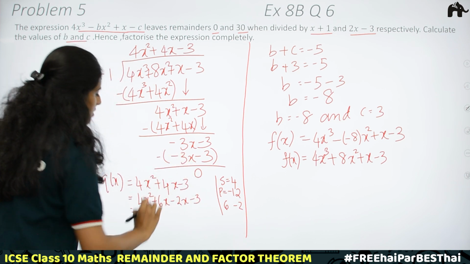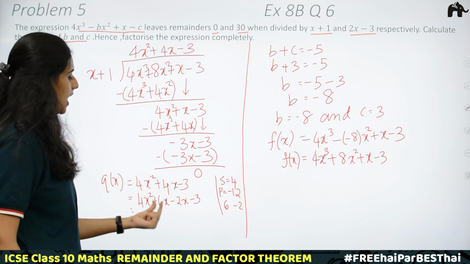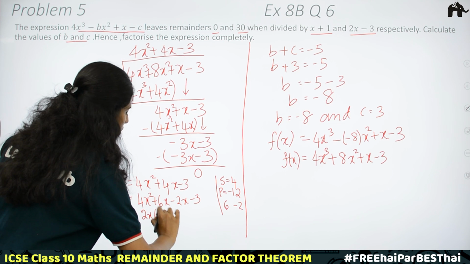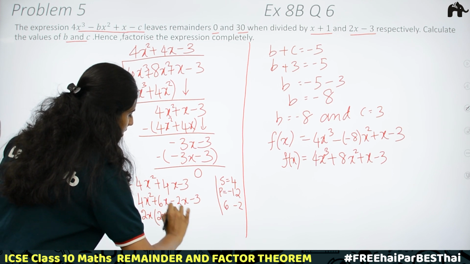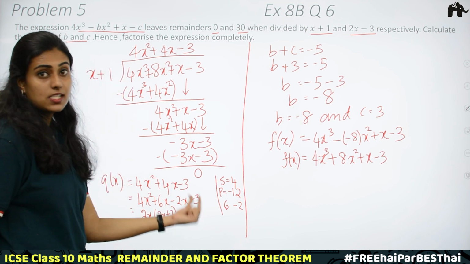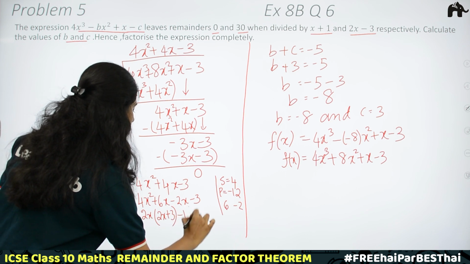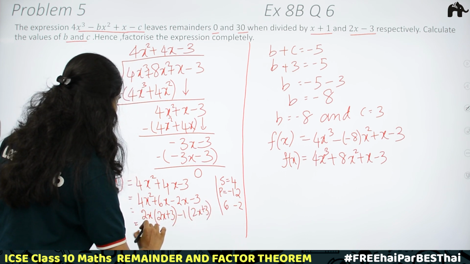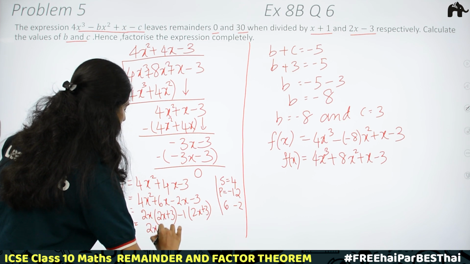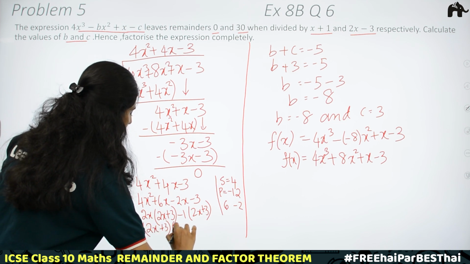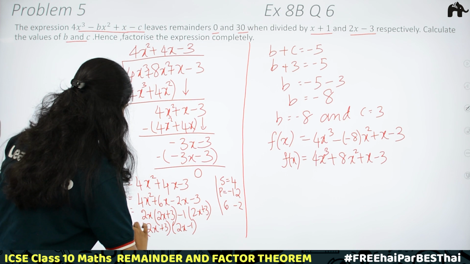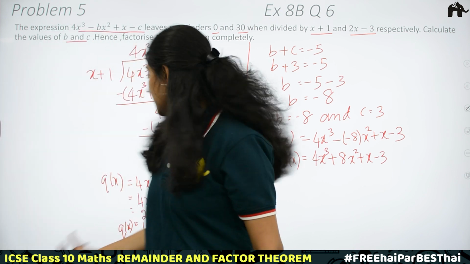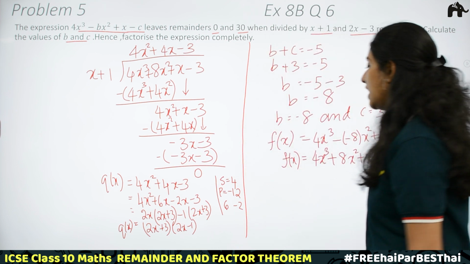Here the common from 4x square and 6x, we have 2x into 2x plus 3. From this I can take minus 1 common, minus 1 into 2x plus 3, which means 2x plus 3 is common, remaining we have 2x minus 1. Q of x, we got two factors, 2x plus 3 and 2x minus 1.